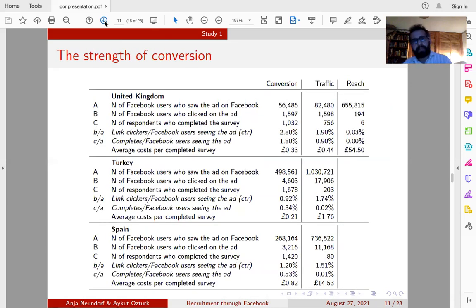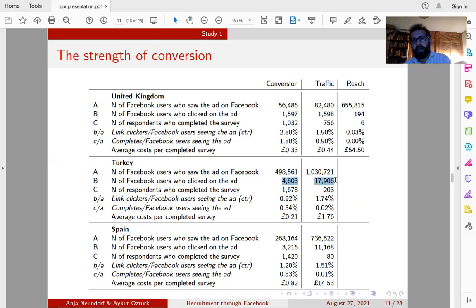A second finding was that conversion, that is, the algorithm optimizing towards survey completers, towards people who will complete your survey, was the one that worked best. Now, if you look at the numbers here, Facebook delivers what it promises. A reach campaign reaches the most people. Most people see your advertisements if you choose reach. Most people will click on your advertisements if you choose traffic.